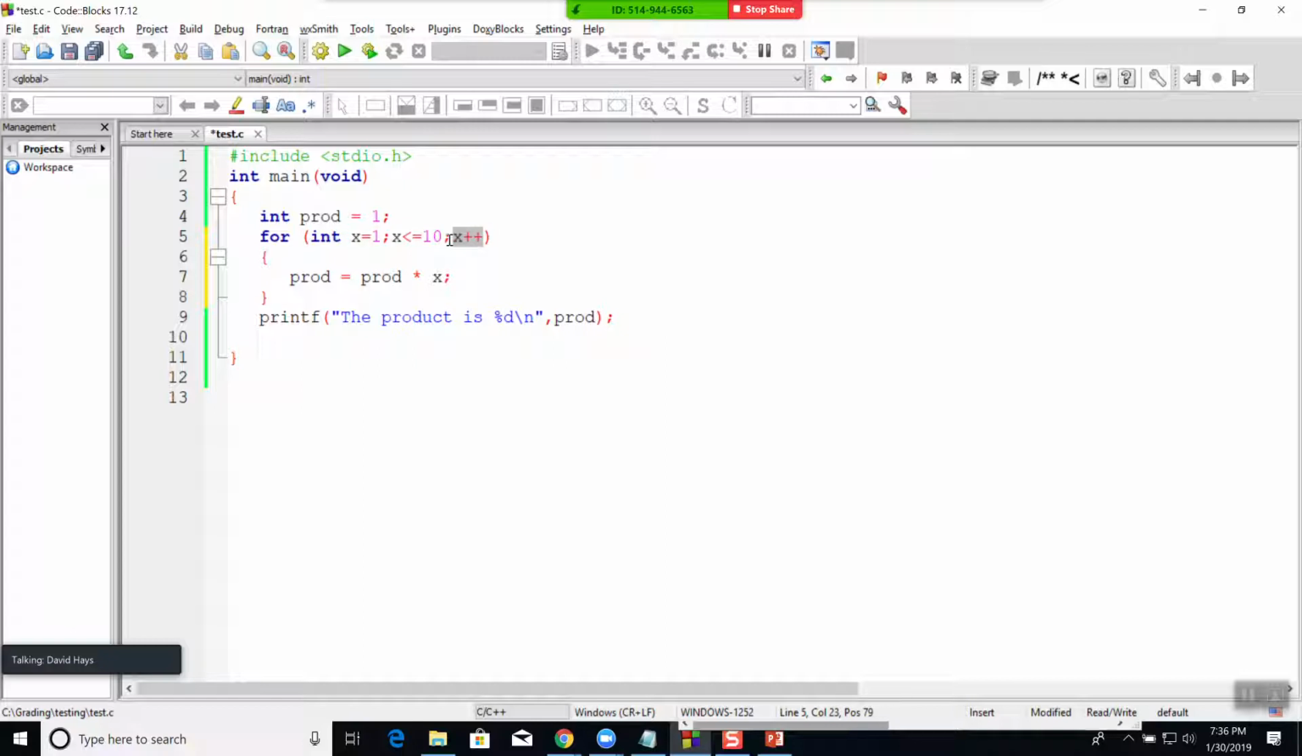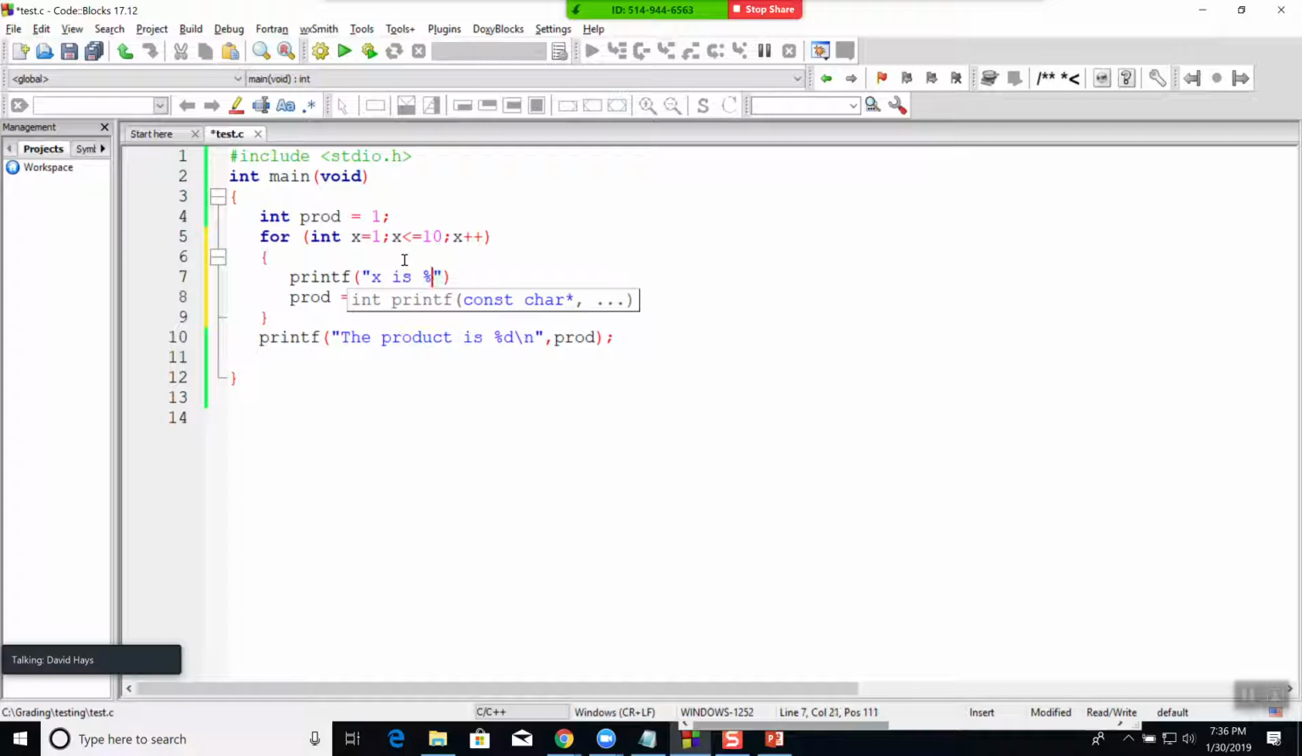This increases it by 1. So x is now equal to 2. It checks. Is it less than or equal to 10? It is. So it comes down here and does this. Comes down here again, increases x by 1, and so forth. Now, if you're not sure of the order, like does it do this first or this first, you can put a printf statement here to print out the values of x, and that'll tell you.